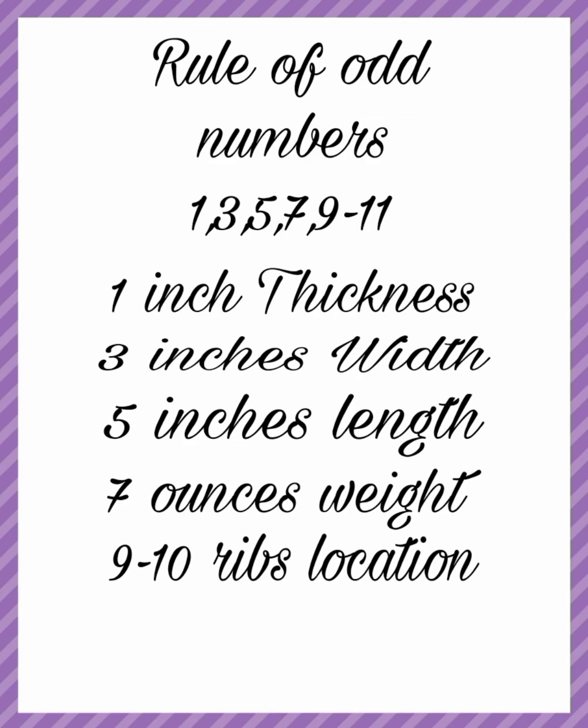For the spleen, we have this rule of odd numbers, that is odd numbers 1, 3, 5, 7, 9 to 11. They apply to the spleen. So 1 corresponds to the thickness, which means 1 inch thickness of the spleen, 3 inches width, 5 inches length, 7 ounces weight, and it is situated behind the 9th to 11th ribs. So this was the rule of odd numbers for the spleen.